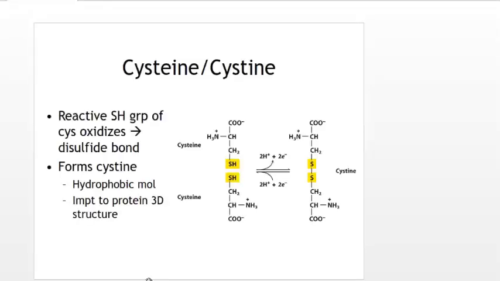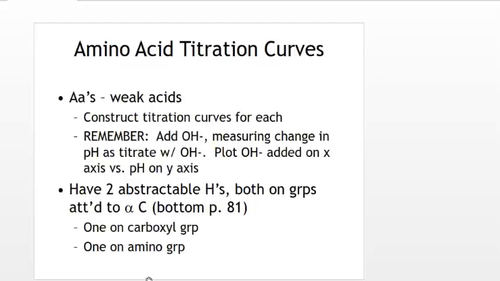So cysteine and cysteine. Now you might be knowing the difference between the two. Reactive SH group of cysteine oxidizes into the disulfide bond, and this is the reason they are impacting the 3D structure of the protein. Now we will talk about the amino acid titration curve.